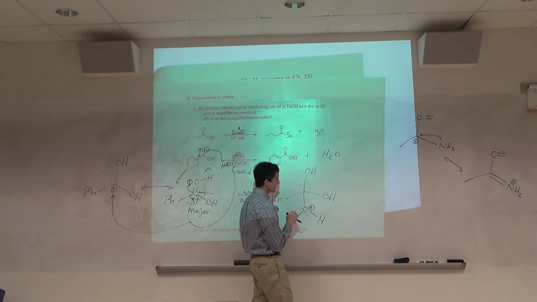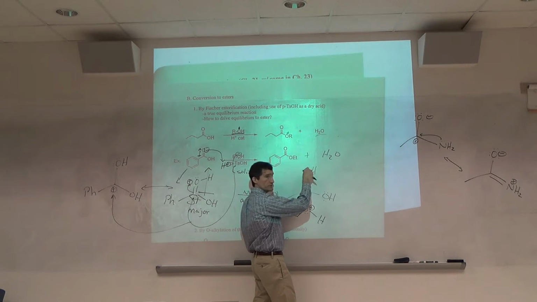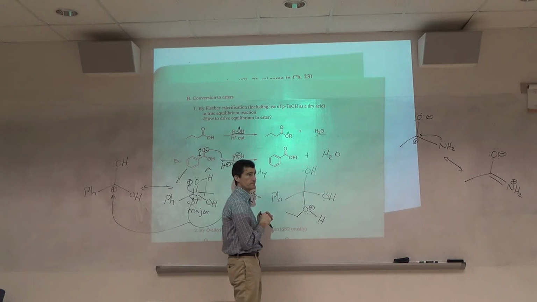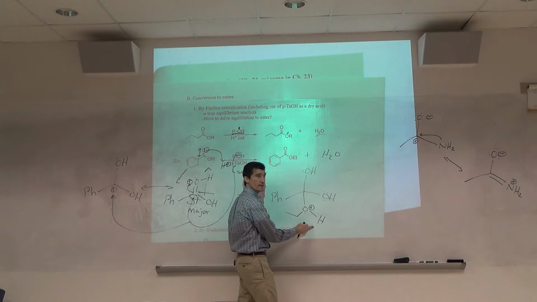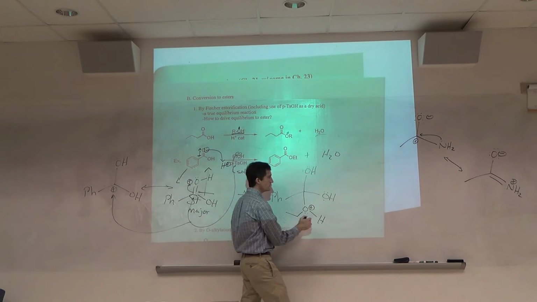I'll have to just go ahead and show you. We want to eliminate one of these OHs. How do you make an OH a better leaving group? Protonate it. Do we have a proton? Yes, there's a built-in acid right there. It looks like H3O+. We can do a proton transfer.